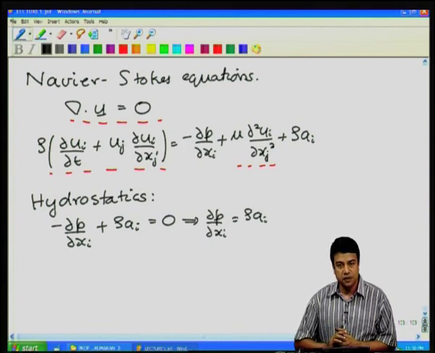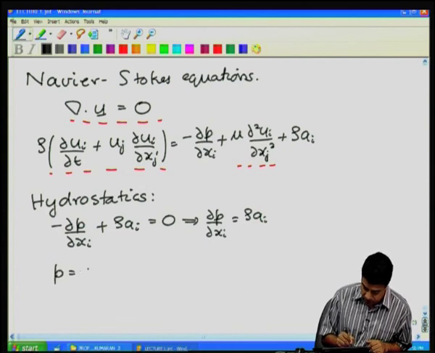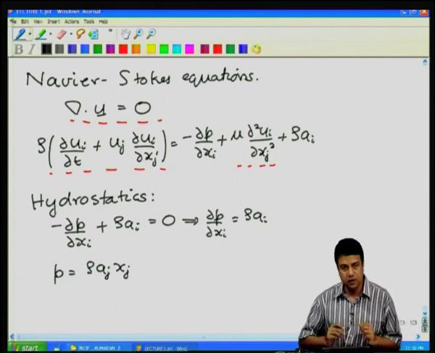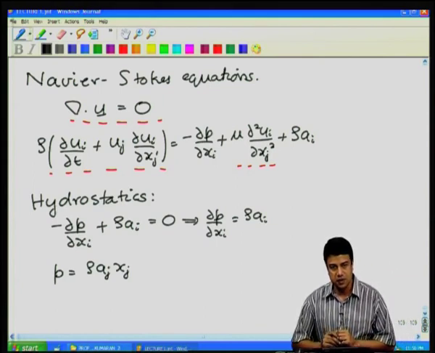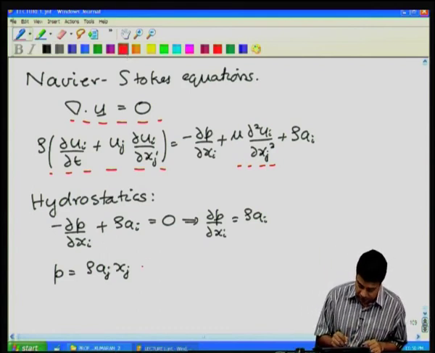This I can integrate quite easily if density and acceleration are independent of position. If rho and ai are constants, then the equation is quite easy to integrate. The solution is just that p is equal to rho aj times xj, because the density and the acceleration are both constants. So, with this solution, I can verify that I get the correct result.